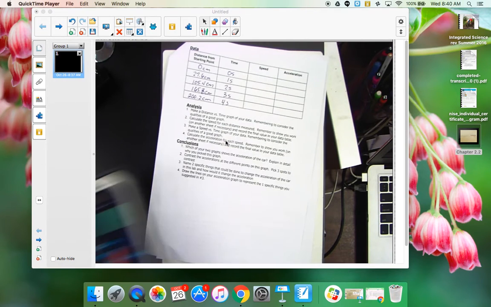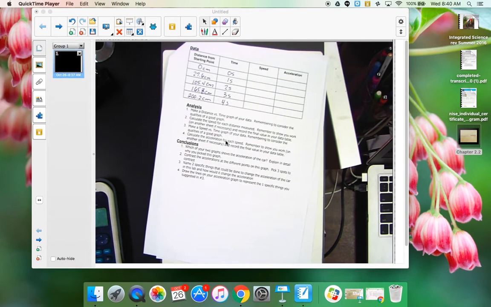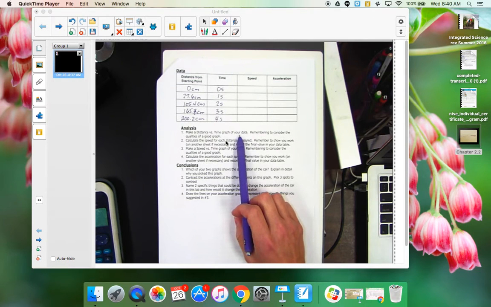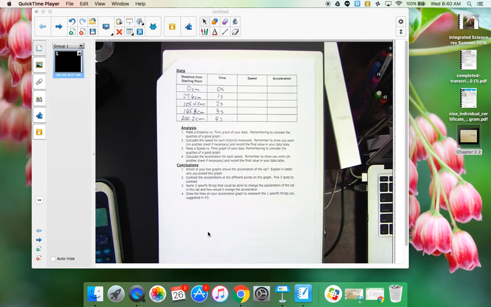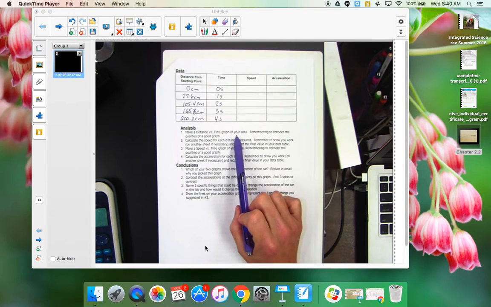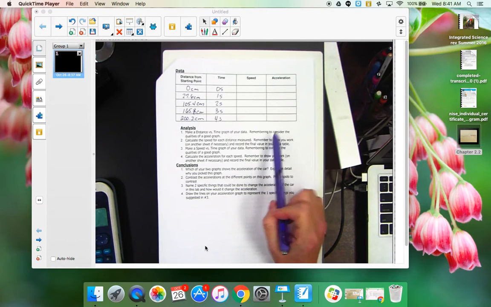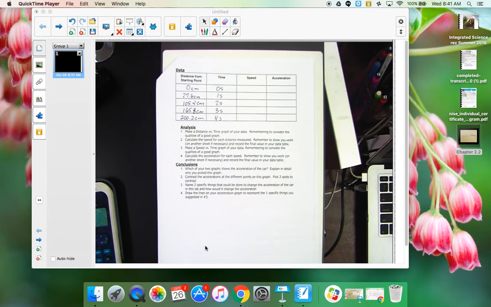Guys, we are now going to work on the rest of this lab. This is the analysis and make a distance time graph. You should be able to do that from your knowledge of last week's. Consider the qualities of a good graph. You can do this on paper or on Google, but make sure to get that turned in.